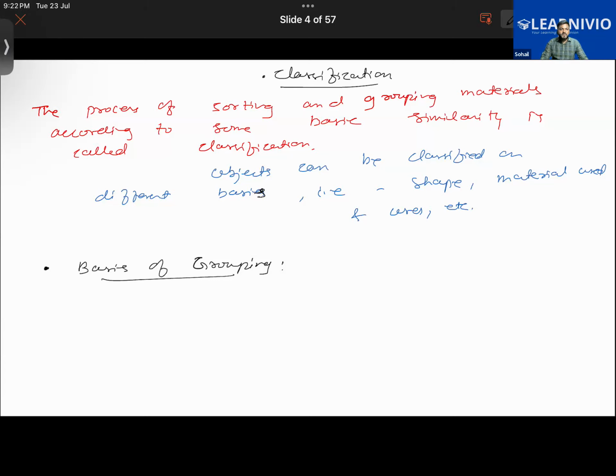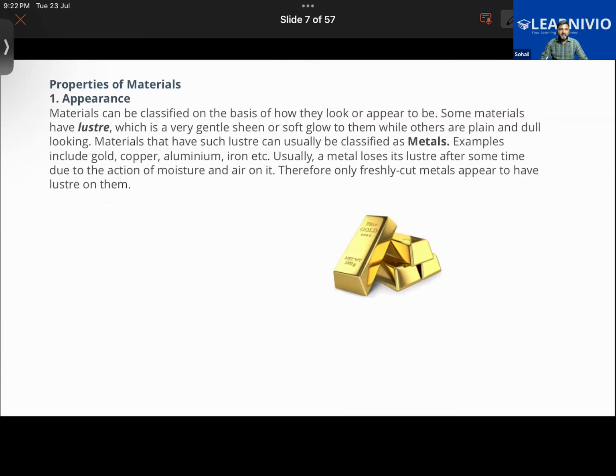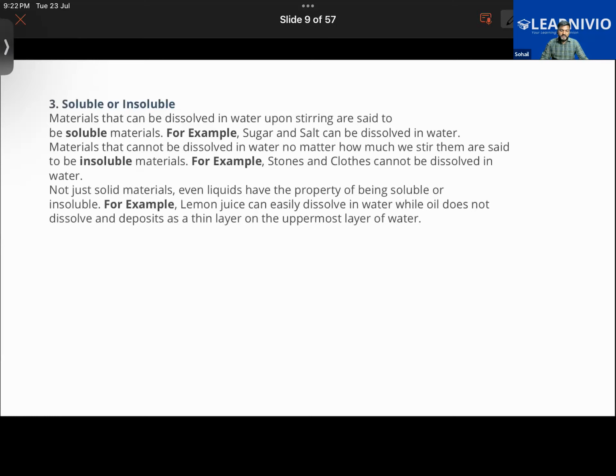So talking about basis of grouping, some of the objects would have a shiny appearance, like gold. That is one of the bases of classification. Silver or steel is shiny. Steel has a shiny appearance. So that is one of the bases of classification. Copper, iron, aluminium, all of them will also be counted in this. Another basis of grouping would be based on whether they are hard or whether they are soft.